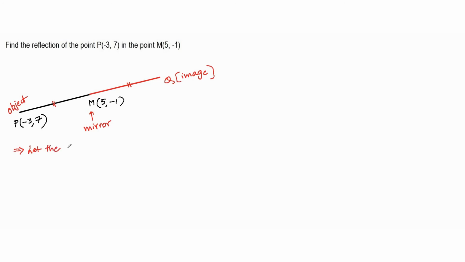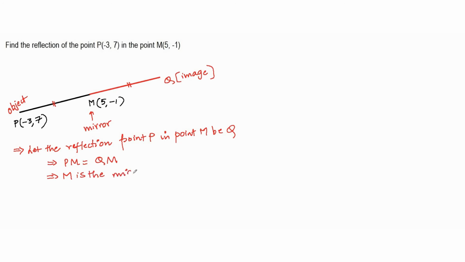Let the reflection of point P in point M be Q, and because this is reflection, it means that PM is equal to QM, and that implies M is the midpoint. M is the midpoint of PQ. So I need to find the coordinates of Q.